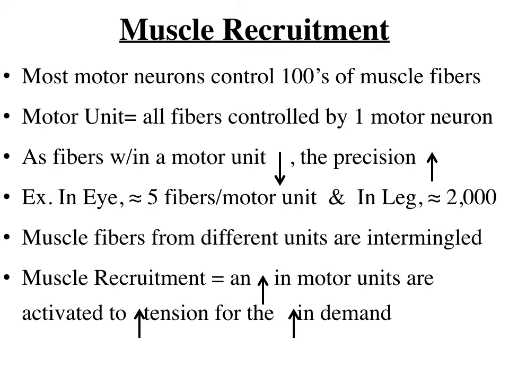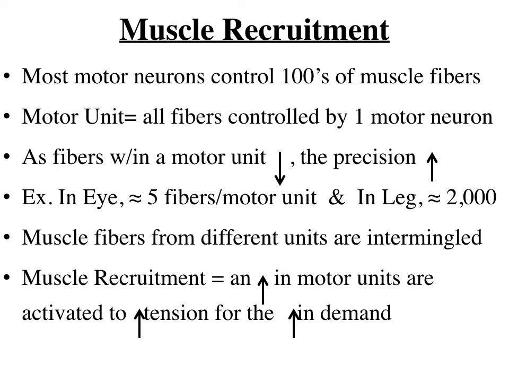What is a motor unit? Well, it's all the fibers controlled by that single motor neuron. What is a motor unit? It's the one neuron plus all the muscle cells that one neuron is talking to or is connected to. That's called a motor unit. It's the combination of those two things.